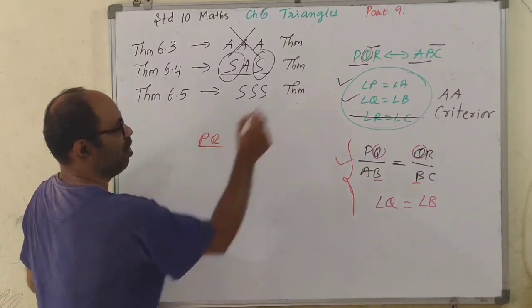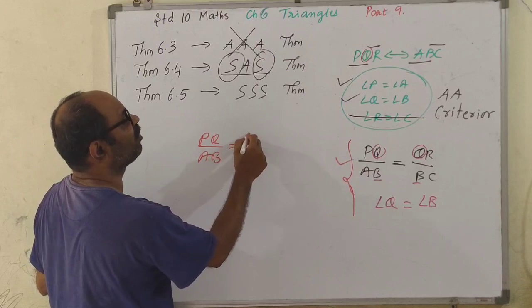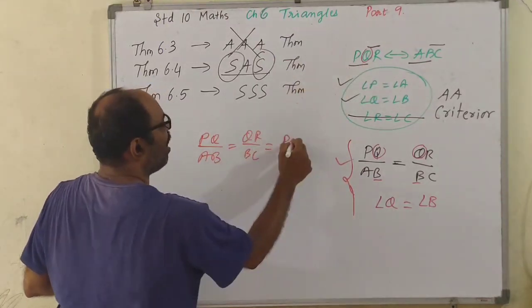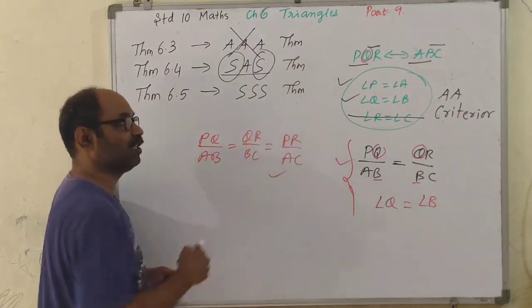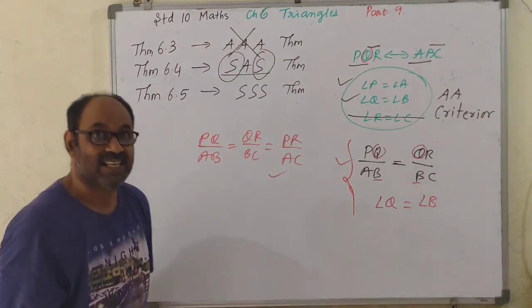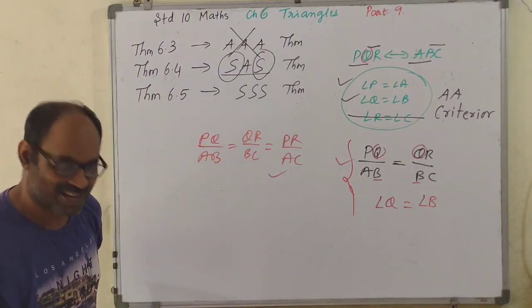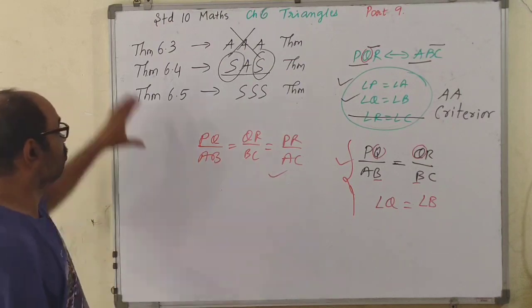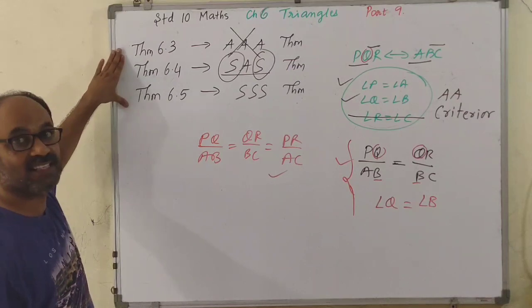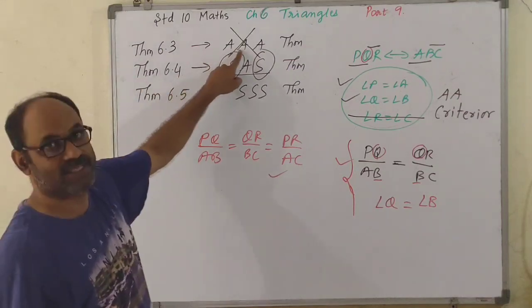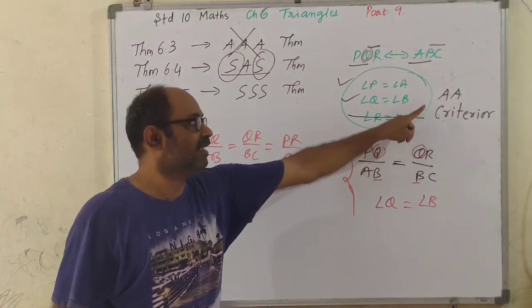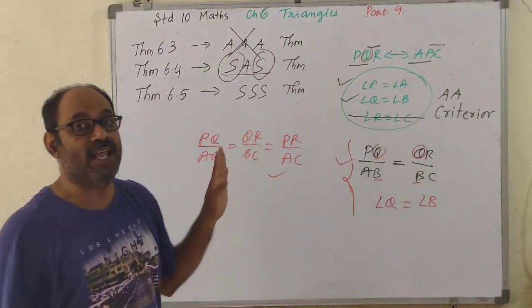If PQ upon AB is equal to QR upon BC is equal to PR upon AC, then the correspondence is a similarity, by the SSS theorem. Got it, children? Sure? Okay. So now all the sums that we are going to see will be based on these three theorems. We won't be using the AAA theorem. Instead, the easier shortcut is the AA criterion or AA corollary.